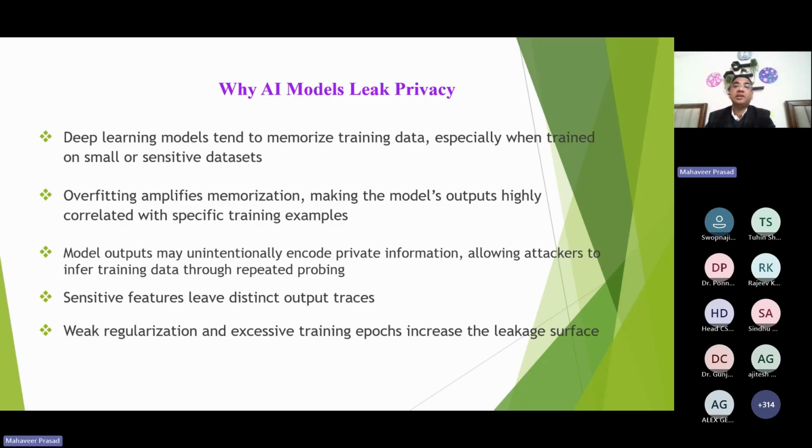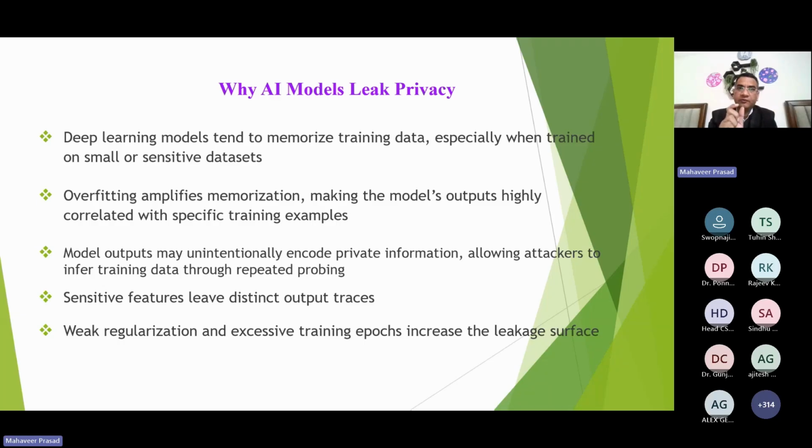Why do AI models leak privacy? Deep learning models tend to memorize training data, especially when trained on small or sensitive datasets. This memorization is creating a big problem. The second thing is that overfitting amplifies memorization, making model outputs highly correlated with specific training examples.